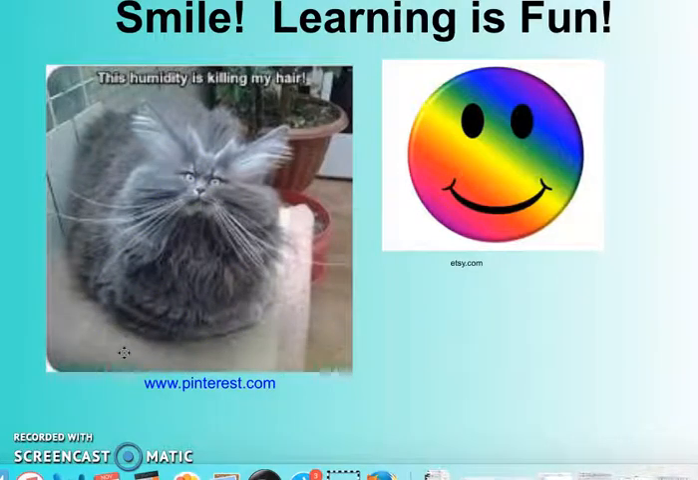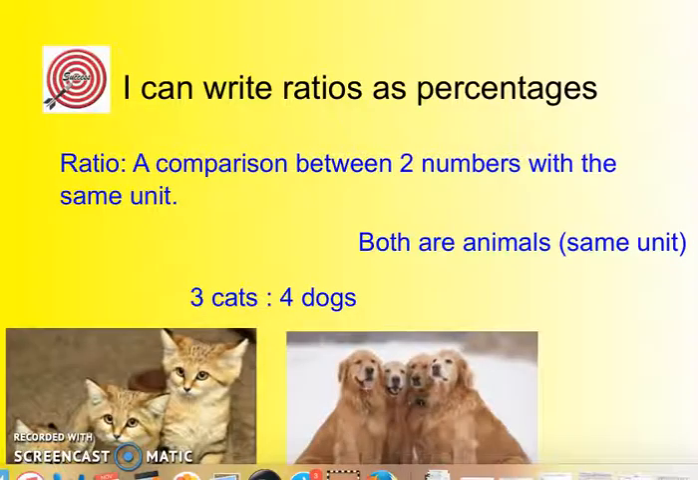At this time, make sure you have your math journal as well as your vocabulary packet. Today our target is I can write ratios as percentages. Let's talk about first, what is a ratio? A ratio is a comparison of two numbers with the same unit.